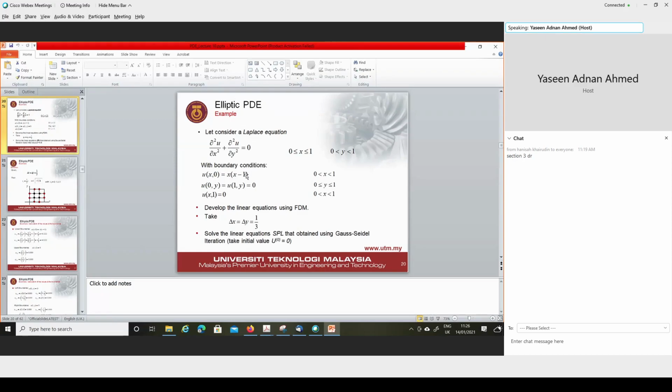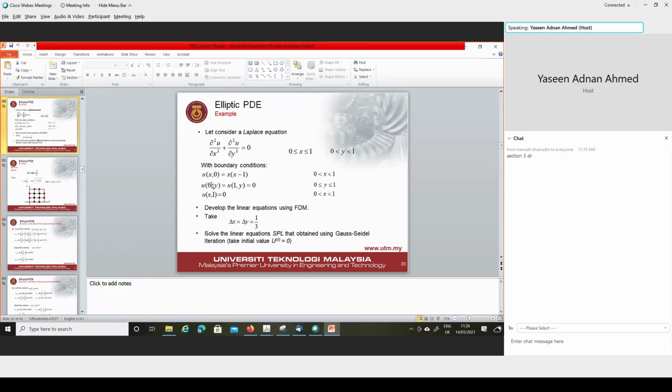So you just put the values and you will get the result. I mean, you will get the value of u at particular nodes. So here also, 0 and 1. In this case, when your value is 0, y and 1, y, all values are 0. So this is a constant.